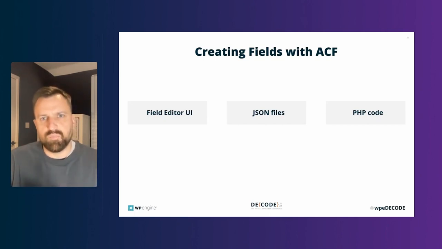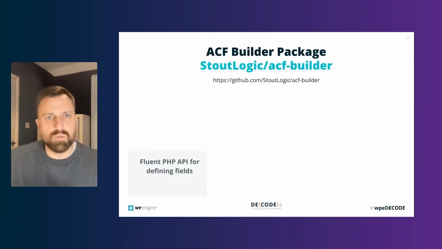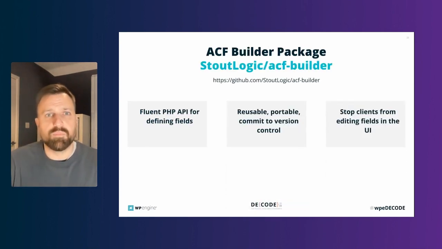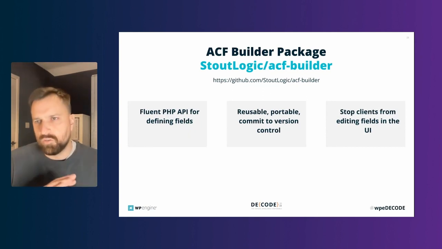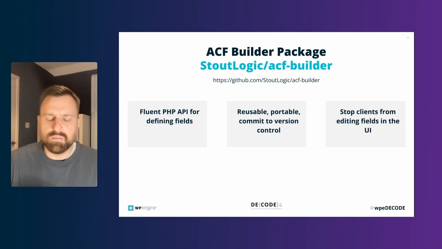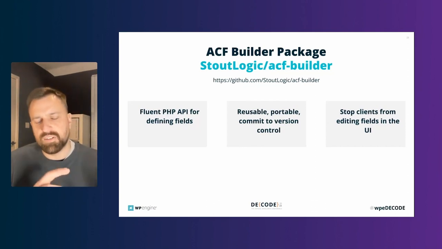But did you know that in the ACF community there is a package called the ACF Builder that allows you to create fields using a fluent API with PHP code? It's a third-party package, called the ACF Builder package from Stout Logic. The GitHub link's there. Basically, it allows you to create fields straight from code without knowing the intricacies of how ACF needs the field data in PHP.